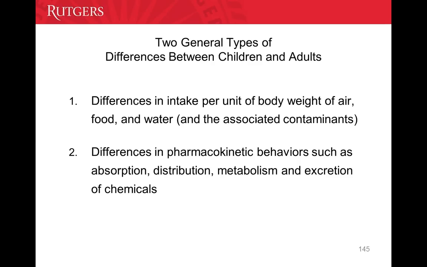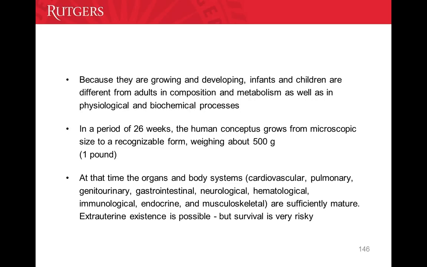And so the public health considerations in environmental health for children are pretty serious. First and foremost, of course, is the increase in unit body weight of air, water, and food associated with children. Also, there are different pharmacokinetic behaviors in absorption, distribution, metabolism, and excretion. So kids are taking in higher levels of air, food, and water per unit size. And when they get those products in them and the associated contaminants, the pharmacokinetic behavior of those contaminants is very different in a child versus an adult.